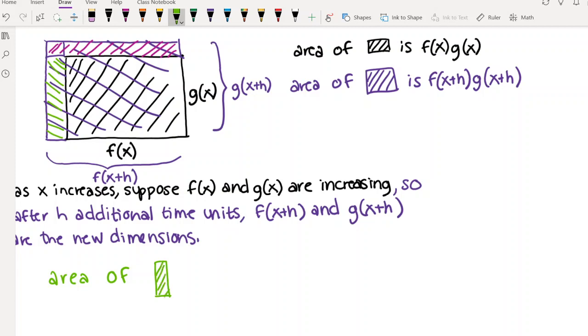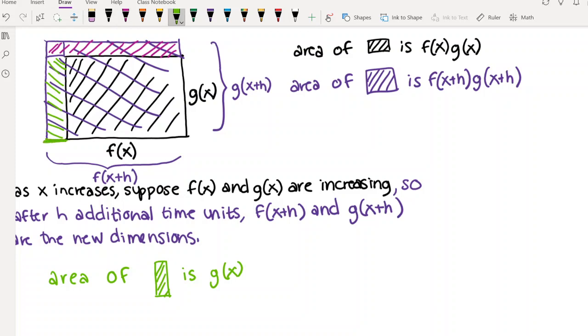Okay, so let's say we're trying to find the area of that green shaded vertical rectangle. What is the height of that rectangle? The height of it is g of x, right? Just looking at our picture here, the height is represented by g of x. Now, what is the width? Well, to find the width, we need to subtract the longer purple length. So the width is this length here, right?